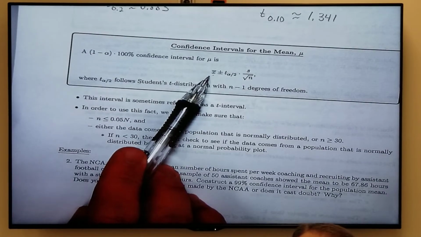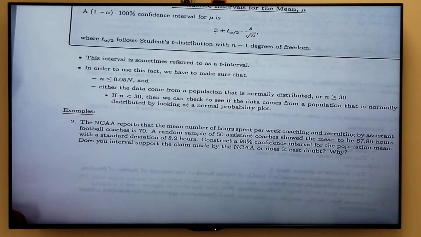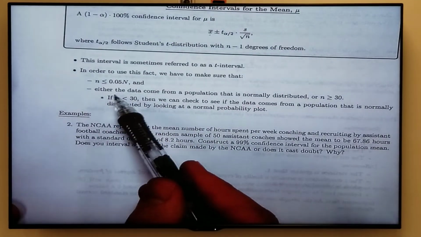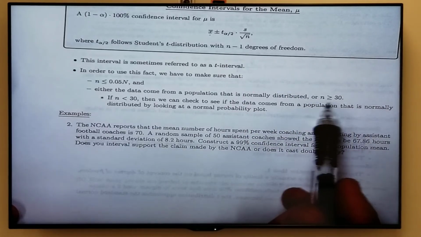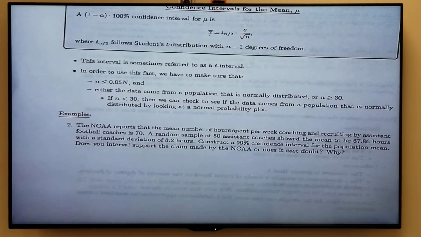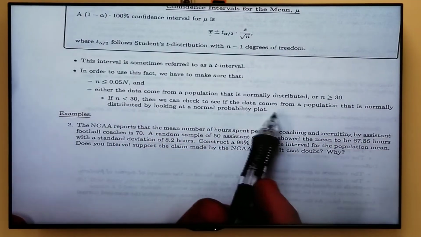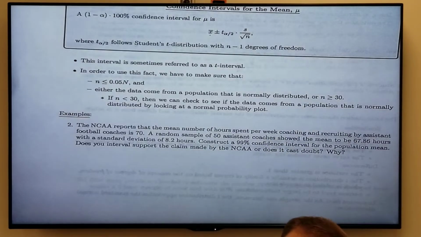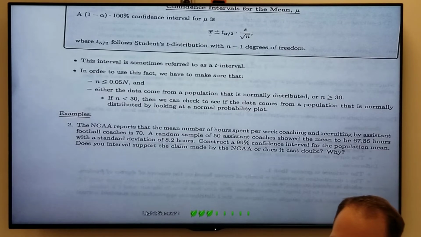We talked in 8.1 about when exactly x bar is normally distributed. We said x bar is going to be normally distributed if either the data comes from a population that's normally distributed, or if your sample size is large enough. If your sample size is not large enough, you could maybe check to see if the data comes from a normally distributed population by looking at a normal probability plot like we did in 7.3. So this kind of ties everything together, I suppose.